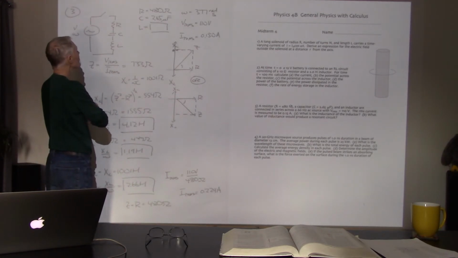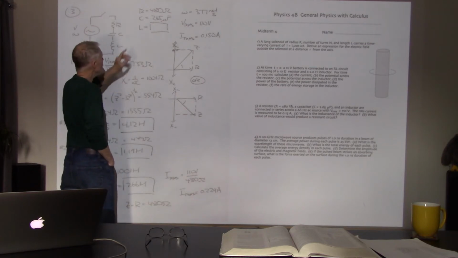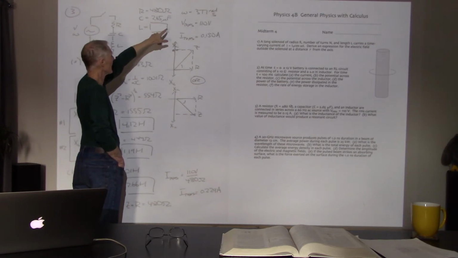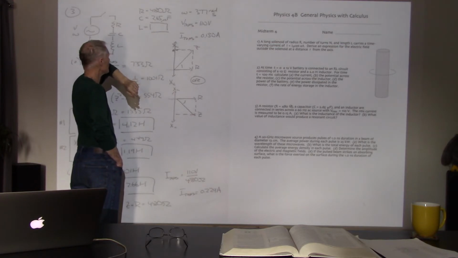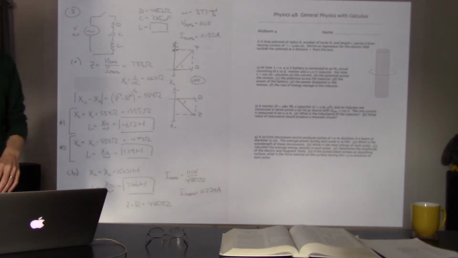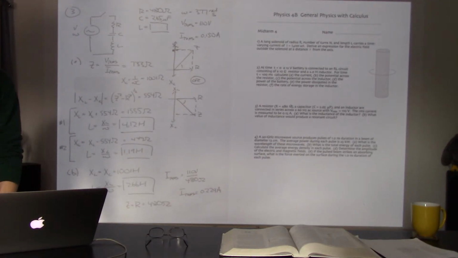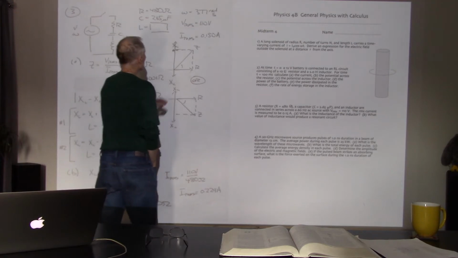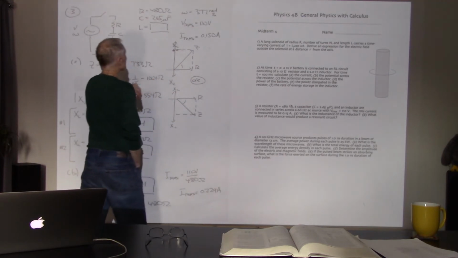So let's write down the frequency. I'm switching over into omega, 377 radians per second. And then the other item that they're supposed to tell us here, yeah, it says the RMS current is 150 milliamps. So that is the RMS current that we're looking at.